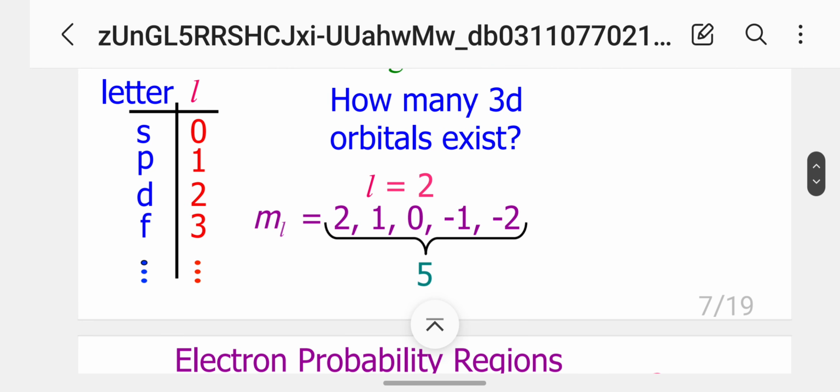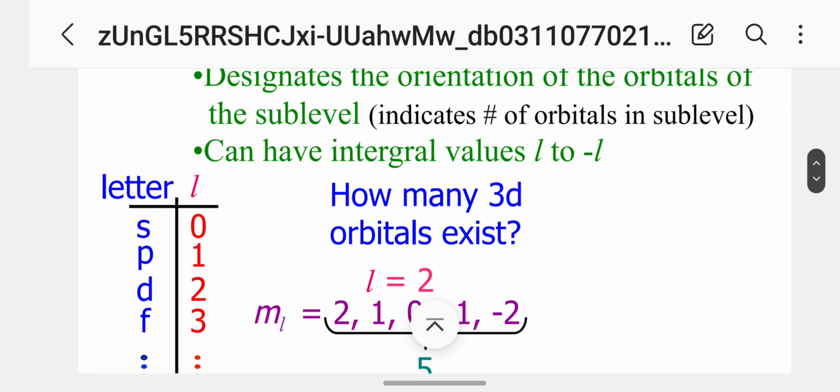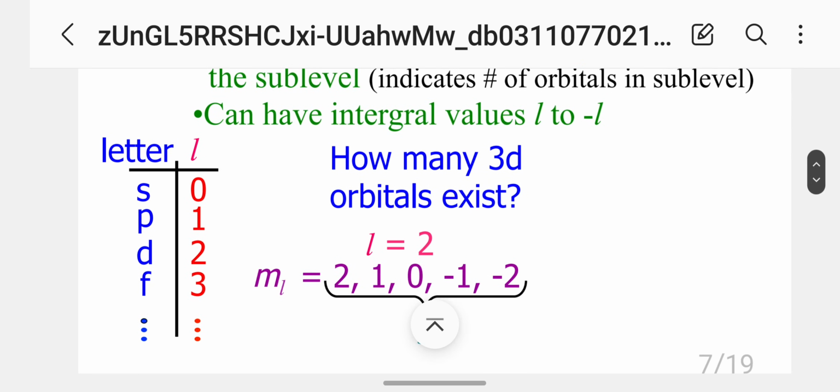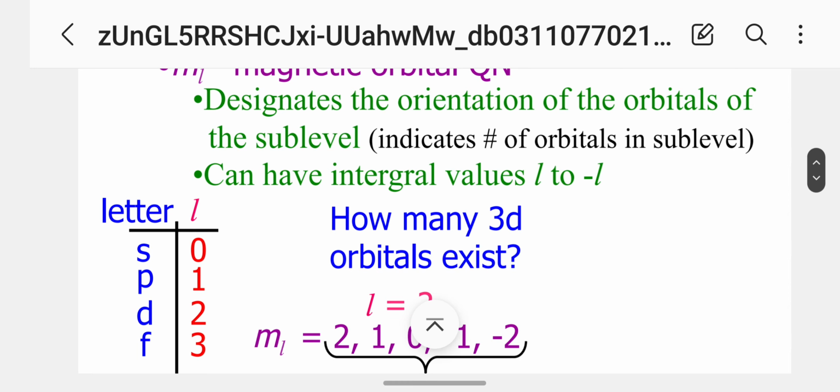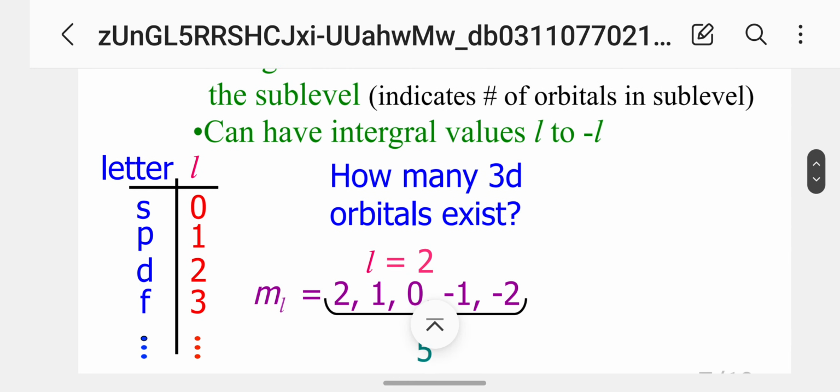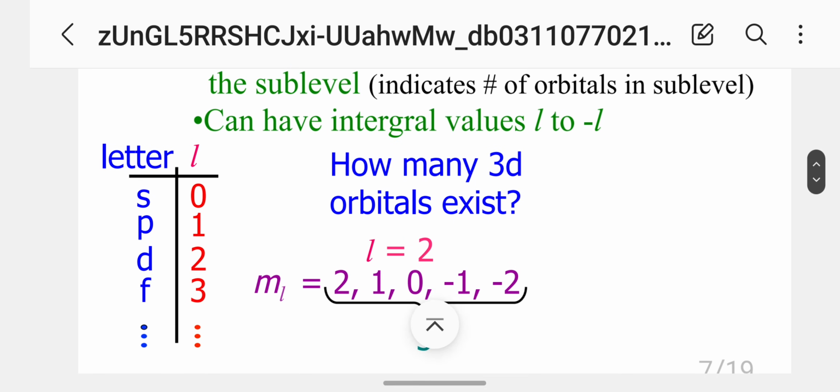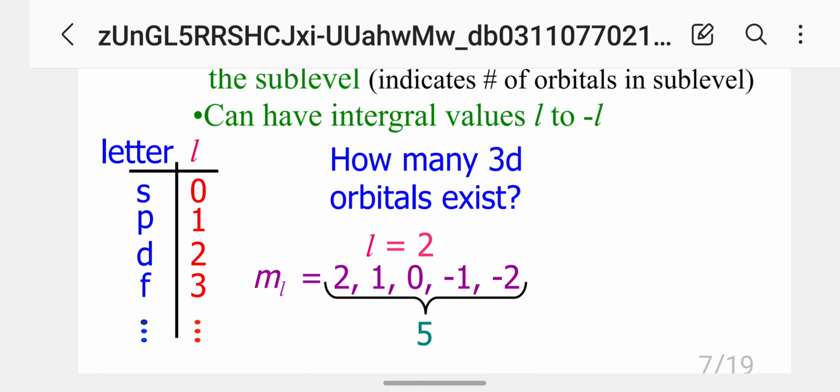Letter we have here L. Let us take SPDF. We have 0, 1, 2, 3 respectively for each letter. It indicates the number of orbitals in a sublevel. These are L numbers, and they can have integral values. The integral values are those, and letters are orbitals respectively. Afterwards, we have a question which asks us, how many 3D orbitals exist? How many 3D orbitals exist?